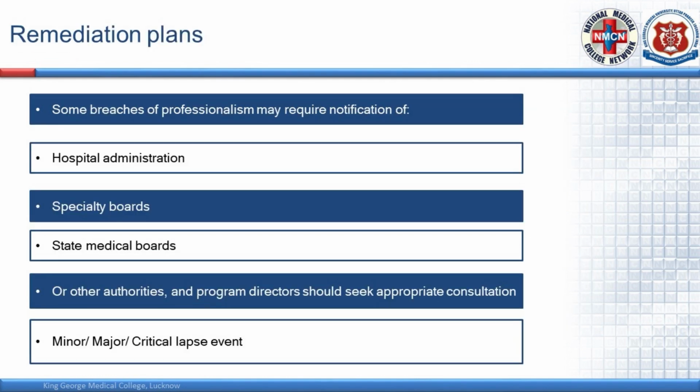So if somebody does an unprofessional act, how do you notify that? In the hospital administration, you have special boards, state medical boards, or authorities, and program directors, who need to be consulted. You have to categorize that event as a minor event, major event, or critical lapse event, where it has caused the death of a patient. And then depending on that, you plan the action.